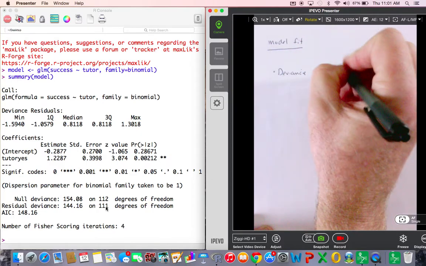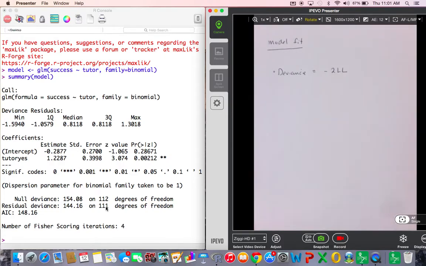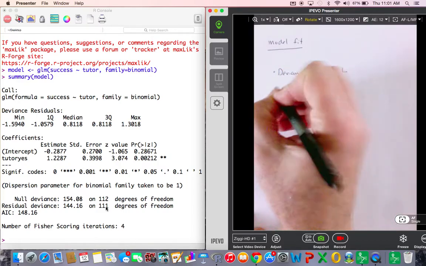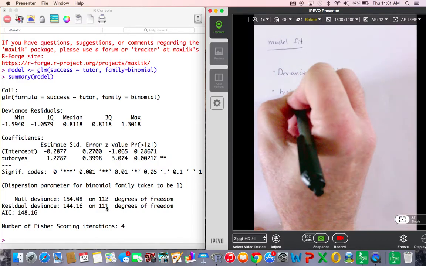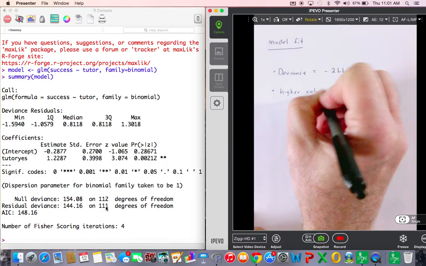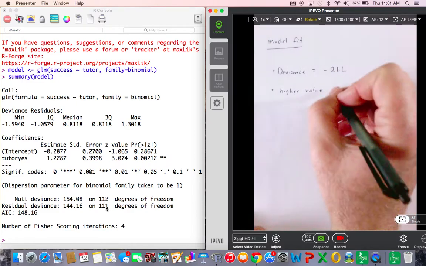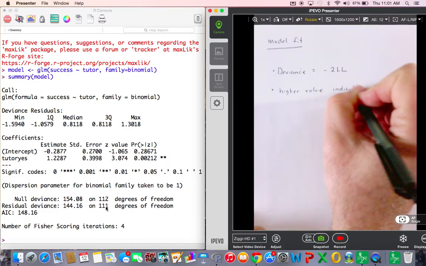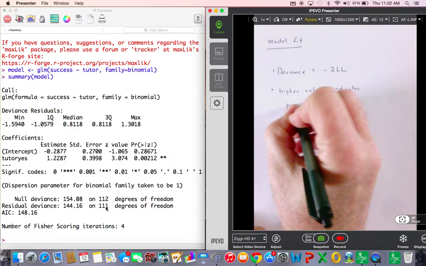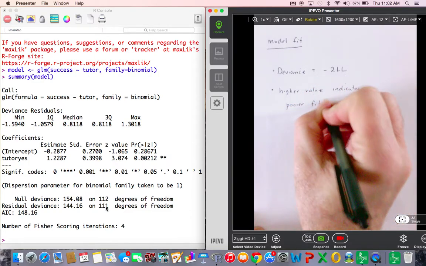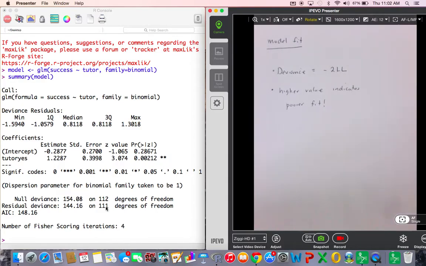Remember, this is calculated as negative 2 times the log likelihood. Something else to recall, a higher or larger value indicates a poor fit. Okay? So we ultimately need to get to where we can actually compare these.